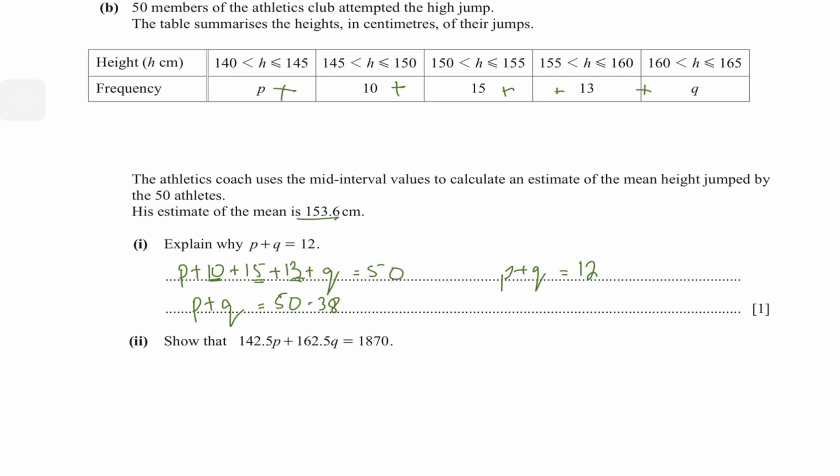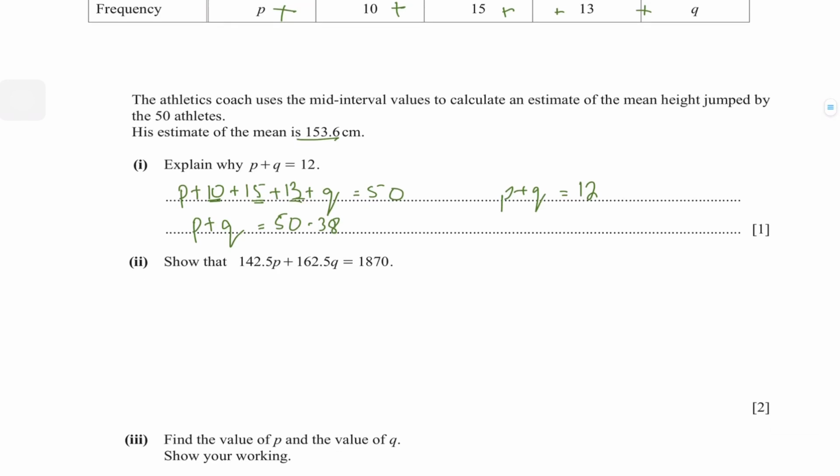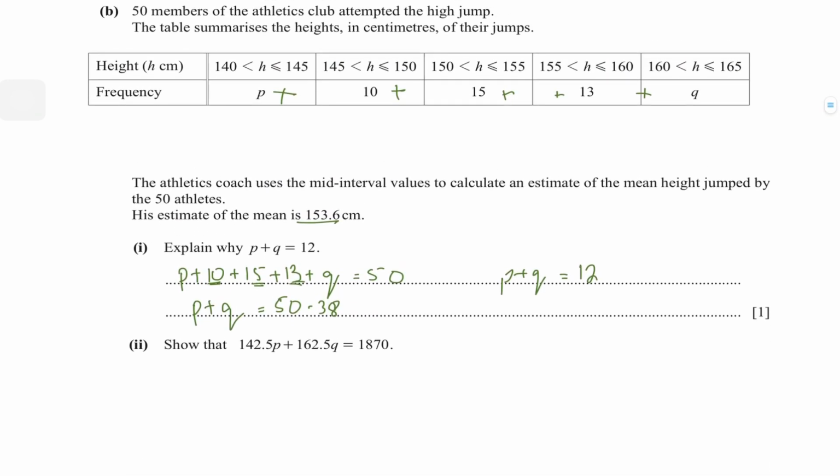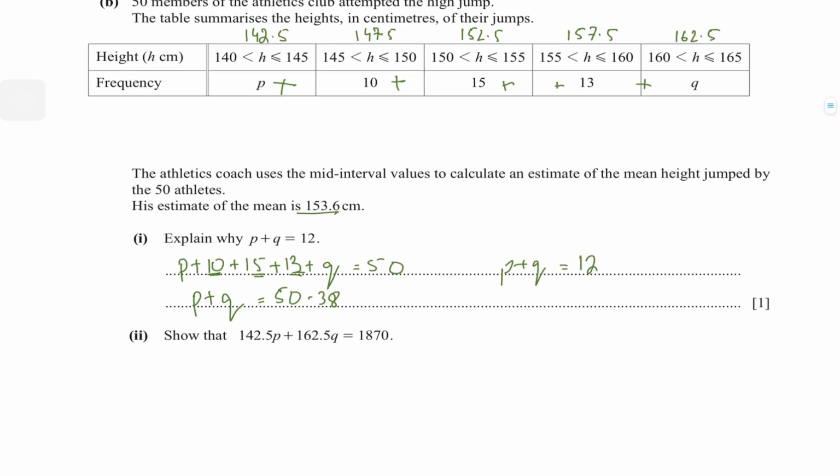Okay. Next it says show that 142.5P plus 162.5Q equals to 1870, and then definitely it's going to ask me to calculate the value of P and Q. So what we're going to do is calculate the midpoint of every interval. The midpoint for this will be 142.5. The midpoint for this will be 147.5. The midpoint of this will be 152.5. The midpoint of this will be 157.5, and the midpoint of this will be 162.5.